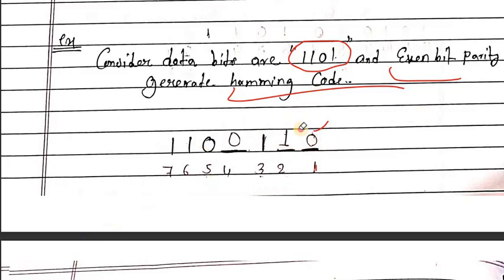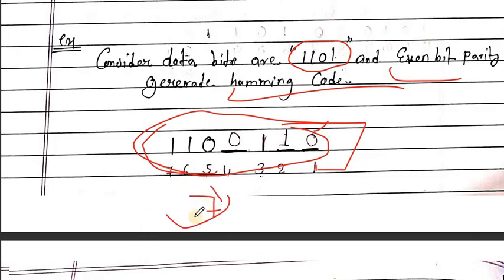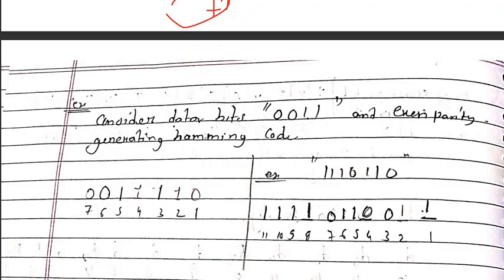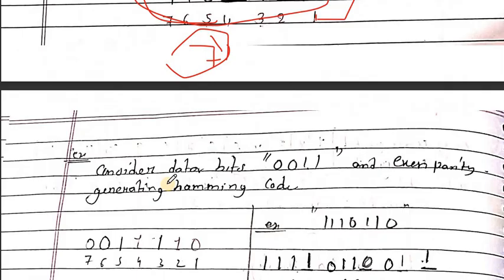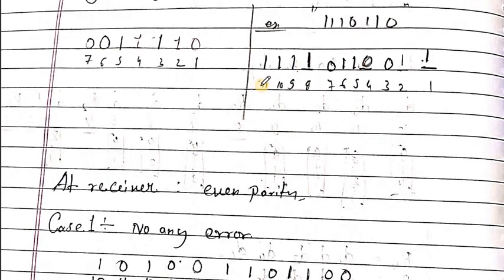Now our parity bits are balanced, and the result is the generated Hamming code of length 7, in which there are 3 parity bits and 4 message bits. There is another example. Follow the same method here, then we get the Hamming code.